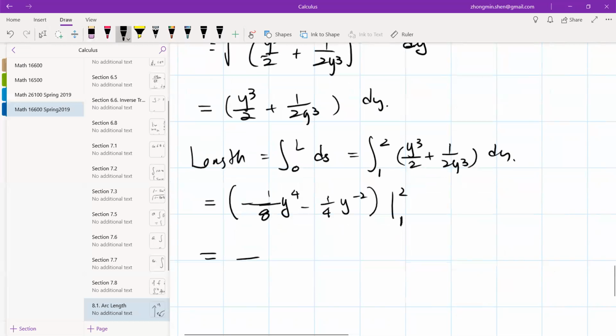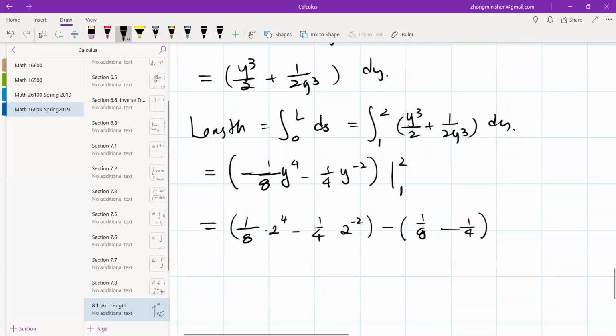So this is 1/8 times 2 to the fourth power, minus 1/4 times 2 to the negative 2, minus 1/8 minus 1/4, because when y equals 1, that's the lower limit. So let's simplify this. 2 to the 4th is 16, and this is going to be 1 over 16.